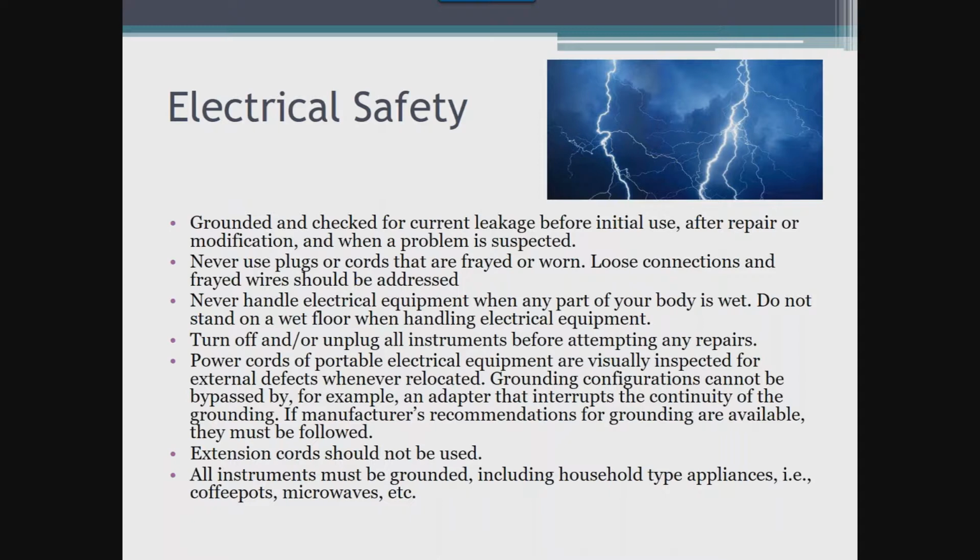Power cords of portable electrical equipment should be visually inspected for external defects whenever relocated. Grounding configurations cannot be bypassed by, for example, an adapter that interrupts the continuity of the grounding. If manufacturers' recommendations for grounding are available, they must be followed. In general, extension cords should not be used in the laboratory as they introduce a safety risk. And finally, grounding of instruments includes everything in the laboratory, including household-type appliances that are often used, such as coffee pots and microwaves.